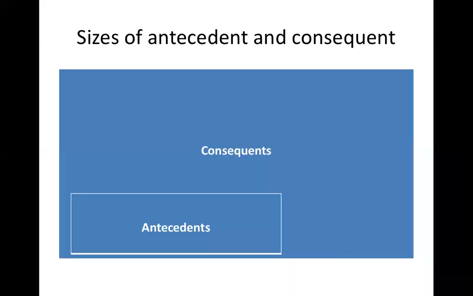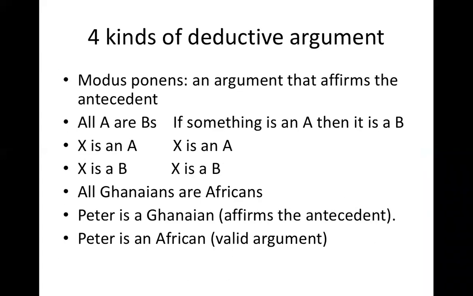Now having looked at this example, let's go and look at the 4 kinds of deductive arguments so that we see why they differ from one another. Now, 4 kinds of deductive argument. We have modus ponens, modus tollens, hypothetical syllogism, and disjunctive syllogism.